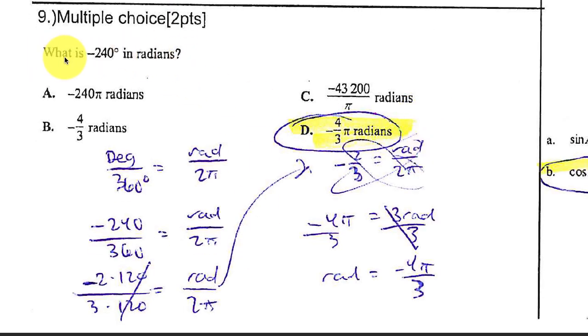All right, question number 9. What is 240 degrees in radians? We have this awesome proportion: part over whole equals part over whole. Remember, angles can be measured in both degrees and radians, so degrees over 360 equals radians over 2 pi.